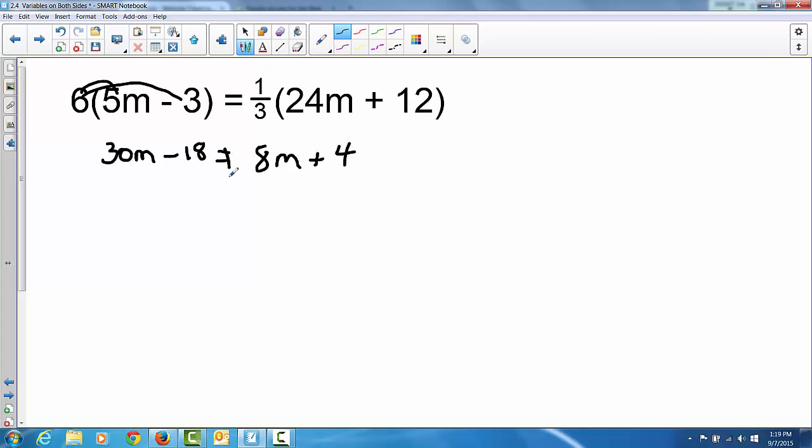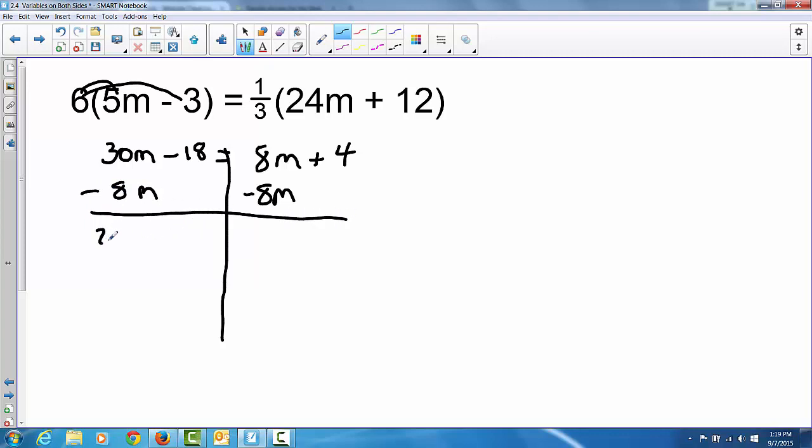So now that we've simplified it, we can draw a line down the middle. 8 is smaller than 30, so we're going to move it to the other side. 8m minus 8m. Draw a line. That leaves us with 22m minus 18 equals, these cancel each other out, leaves you with 4.